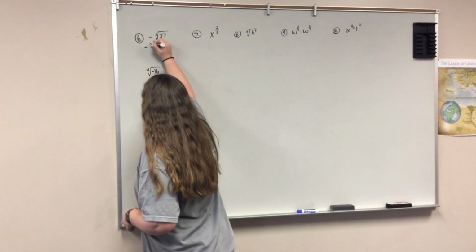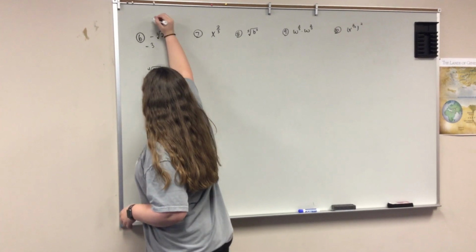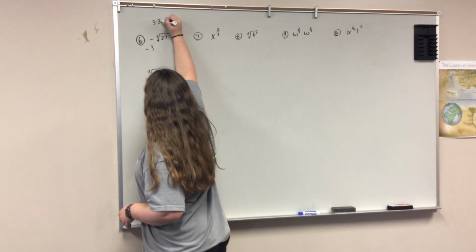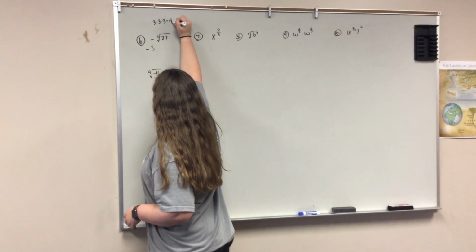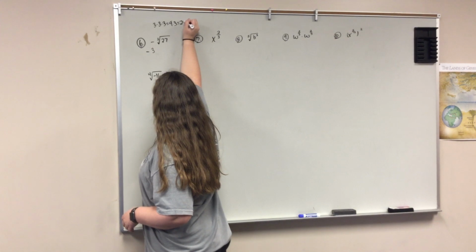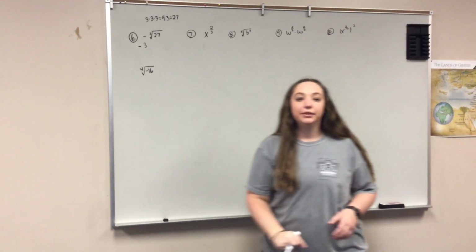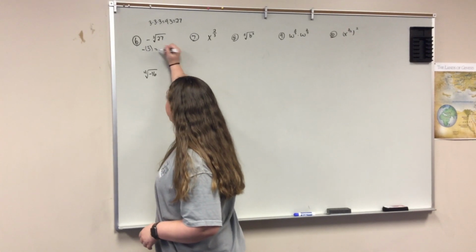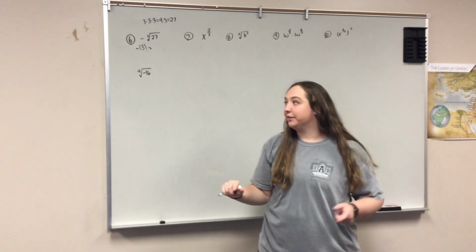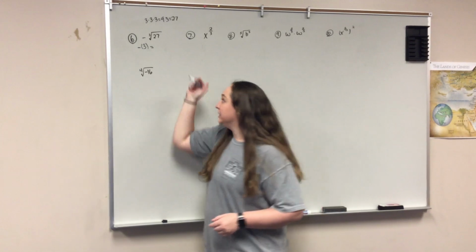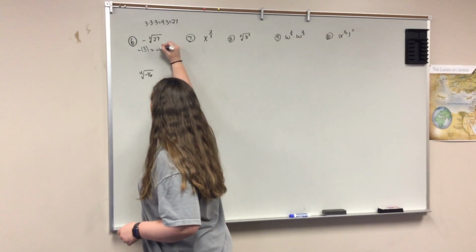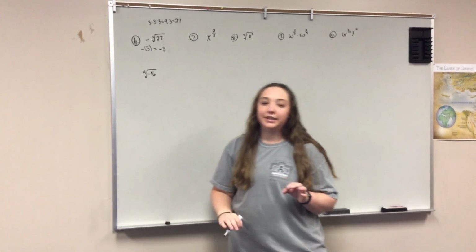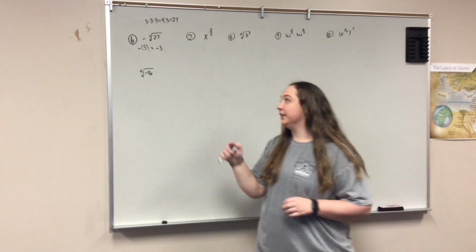Because 3 times 3 equals 9 times 3, and that equals 27. So the cubed root is 3. But then we have this negative that we need to deal with. And just like all the other ones, we did negative times 3, and that just gives us a negative 3. So this one was a little bit different. The negative was outside of the root on this one.